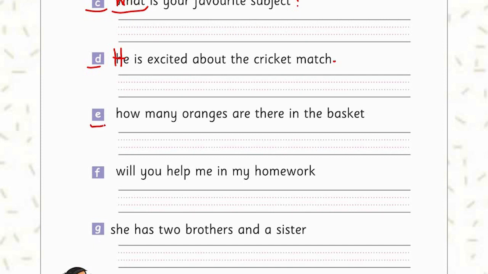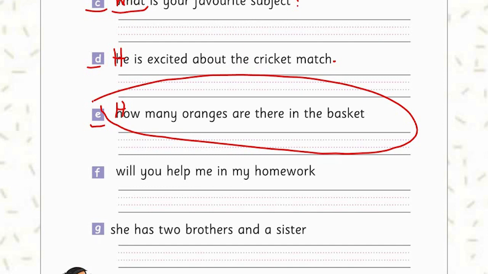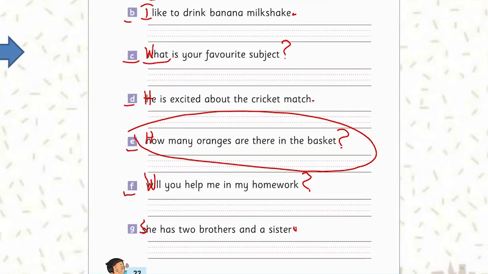E, how many oranges are there in the basket? The H is capitalized. Again it is in question form, so we have to put a question mark at the end. F, will you help me in my homework? Again we have the question form here. Question mark here, and the W should be capitalized. G, she has 2 brothers and a sister. S should be capitalized, and this is a statement, so it should end with, yes, a full stop here.